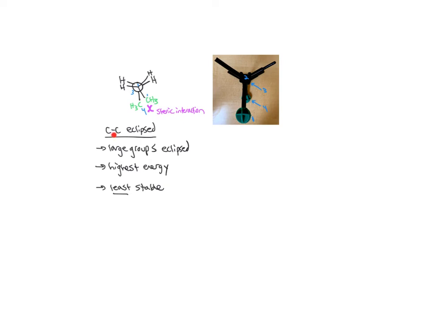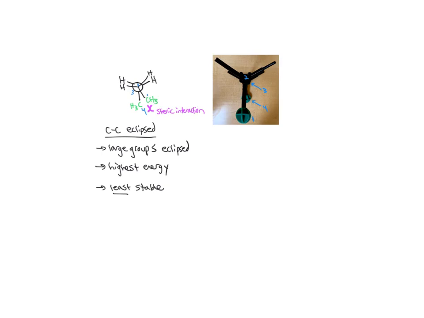We had it as well with the CH eclipse, but the steric interaction was between a carbon and a hydrogen, not as bad. With these two, those hydrogens are shooting out in all directions, and so they're going to end up interacting pretty badly here. So our large groups are eclipsed. It's the highest energy and the least stable conformation. So the CC eclipse, where these two groups are right on top of each other, is the worst conformation.